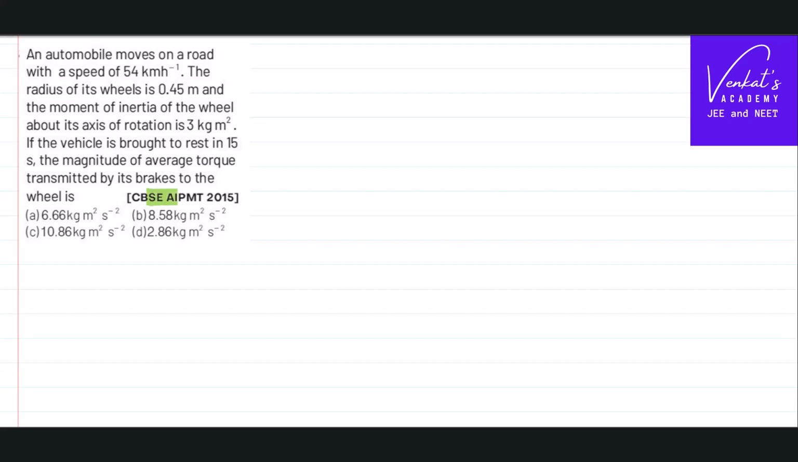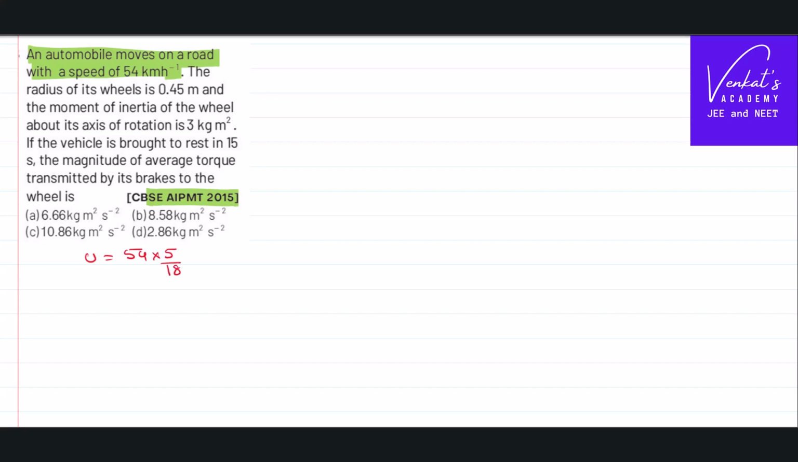This is an IIPMT 2015 question from System of Particles. The problem is like this. An automobile moves on a road with a speed of 54 km per hour. Let us take down the data. Speed is 54 km per hour.